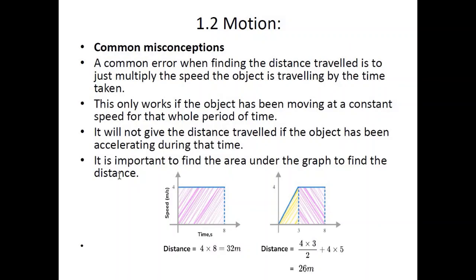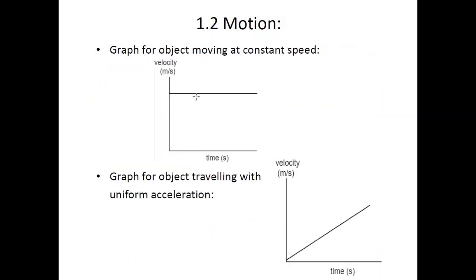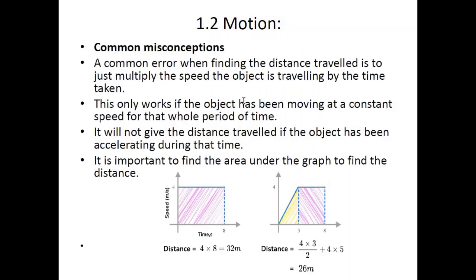Common misconceptions: when you are trying to find the distance traveled, you simply multiply the value of x-axis and y-axis. This is a very grave mistake. This can only work if the velocity is constant, meaning if the shape of the graph is like this, only then you can multiply the value of x with y and get your distance. Otherwise you always have to go for area under the graph.